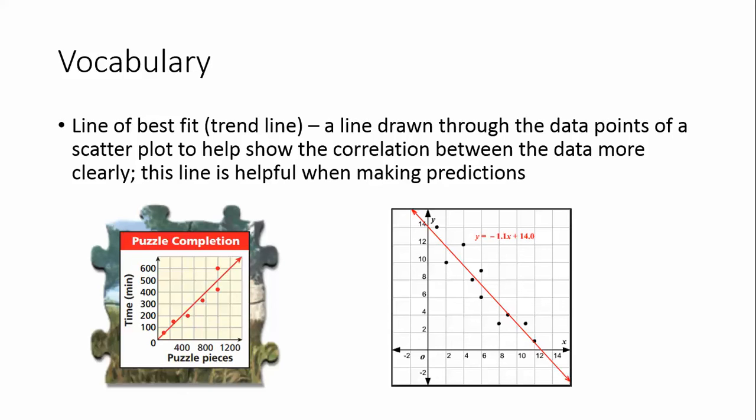So if you want to just jot down these two quick images, you don't have to get real fancy or technical as far as the labeling on the graphs, but just draw yourself a couple of quick scatter plots and draw this line of best fit through the two graphs.